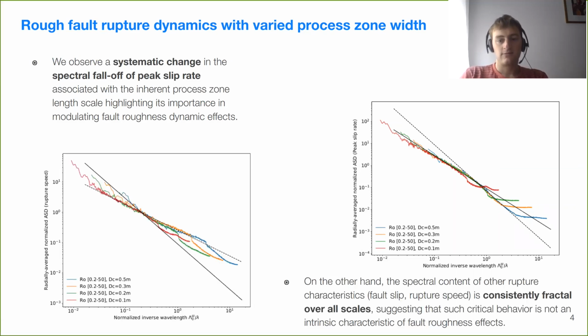On the other hand, we also look at the spectral content of other rupture characteristics, that is the rupture speed or fault slip, and they are consistently fractal over all scales. So this critical behavior is not an intrinsic characteristic of the fault roughness effect.